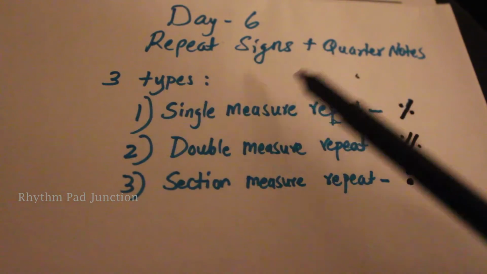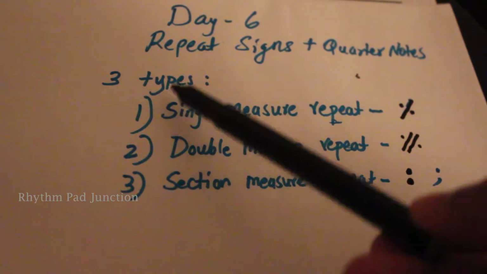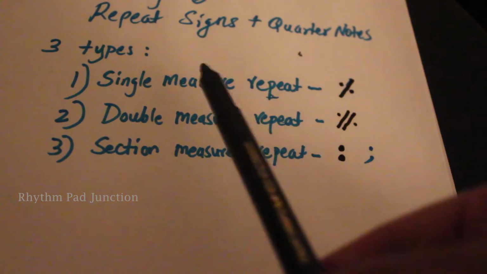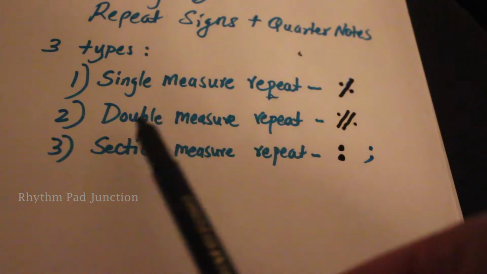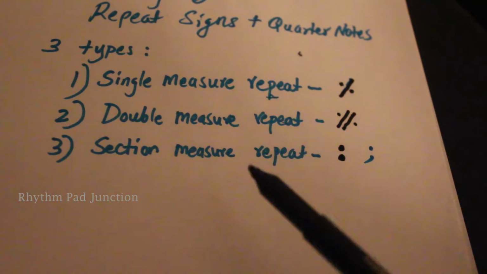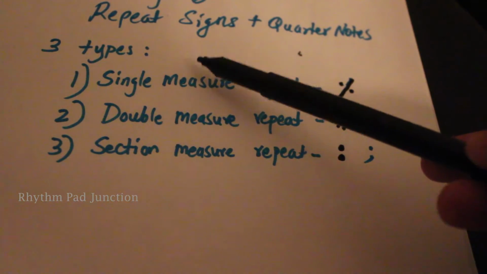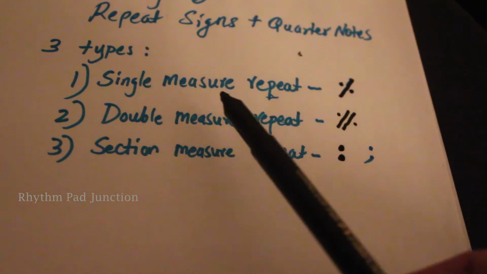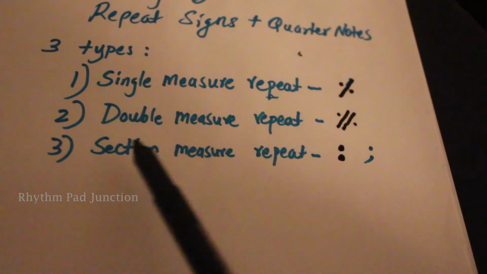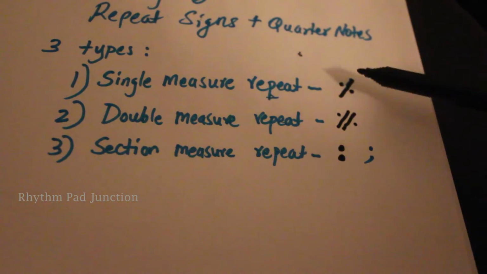There are several types of repeat signs, but out of those we are just going to learn 3 types. The three types are single measure repeat, double measure repeat, and section measure repeat. And remember, a measure can also be called a bar. Bar or measure, it doesn't matter. So sometimes you hear single bar repeat, double bar repeat, and section bar repeat. So the single measure repeat looks exactly like a percentage sign.